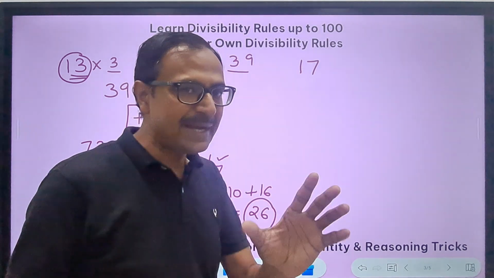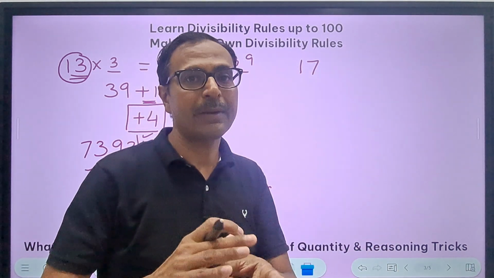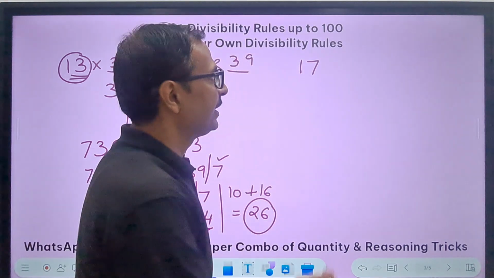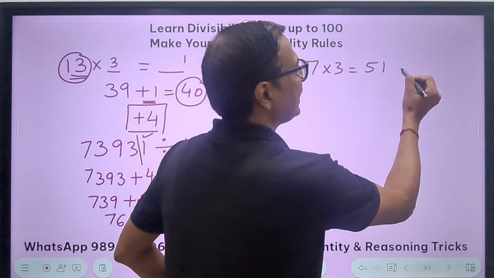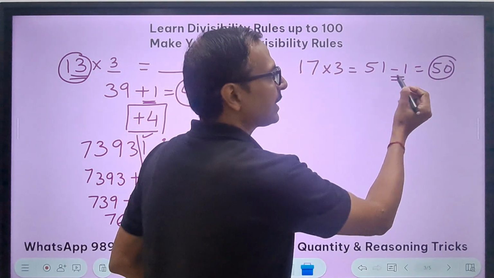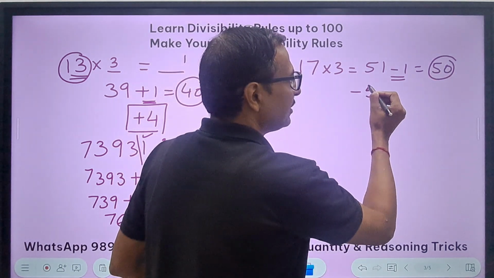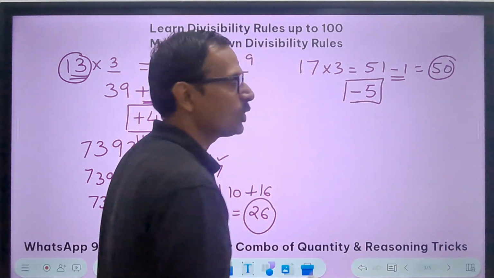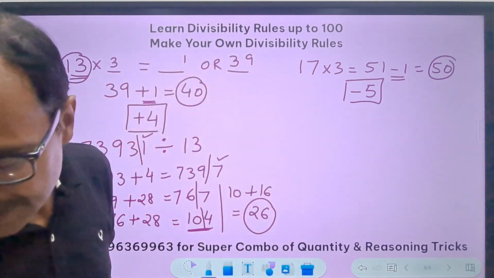17, if I want to end a multiple of 17 with 1 or with 9, which one is easier? 17 3 times is 51 and minus 1 gives me 50. So what is the oscillator? Since I subtracted, the oscillator is negative and 5 tens means minus 5 is the oscillator for 17. Now we can check. Let's take an example.